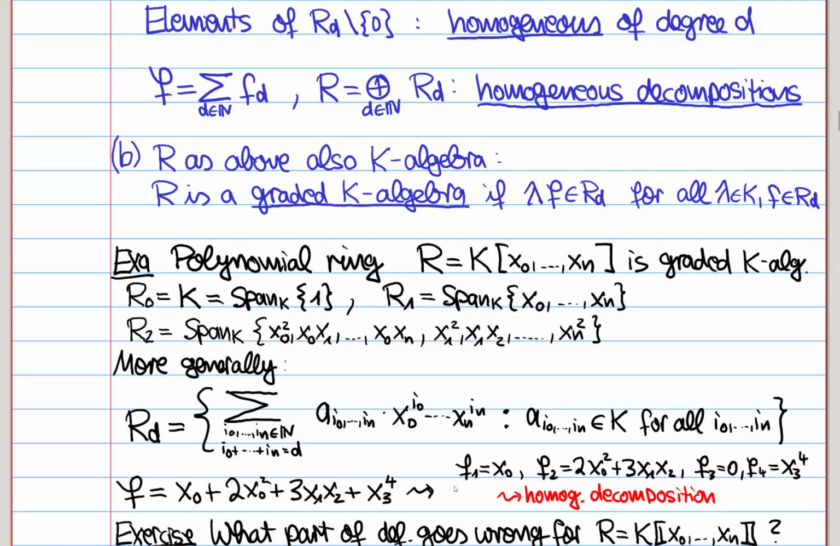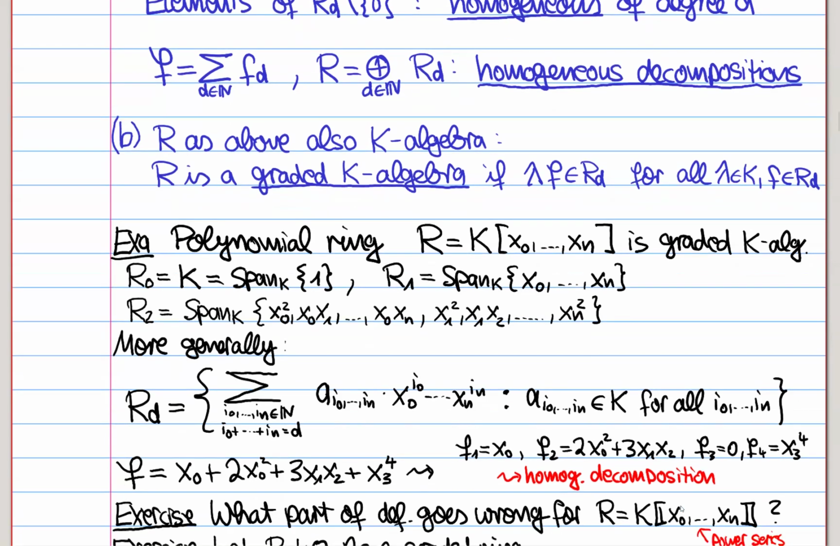Okay. And then the homogeneous decomposition, if you have such an f like this, for example, then you see its degree 0 term, f_0, is actually 0. Then f_1, the degree 1 term, is the sum of all the terms of degree 1. The degree 2 term is this here. Degree 3 is also 0, and degree 4 is the x_3 to the 4. So this would be the homogeneous decomposition in this case.